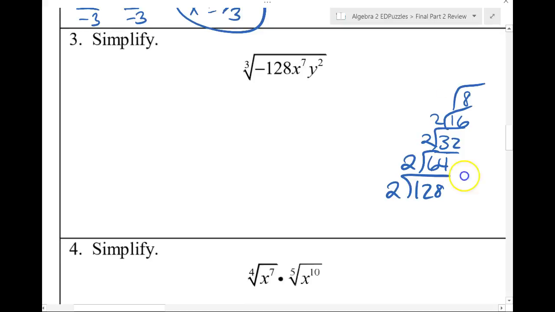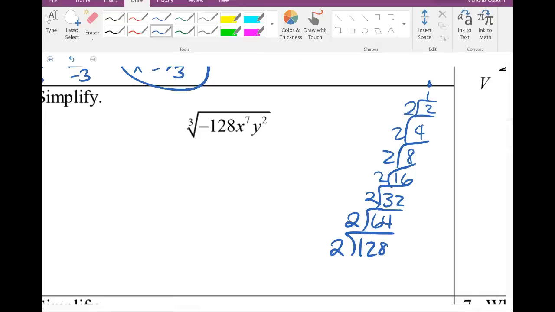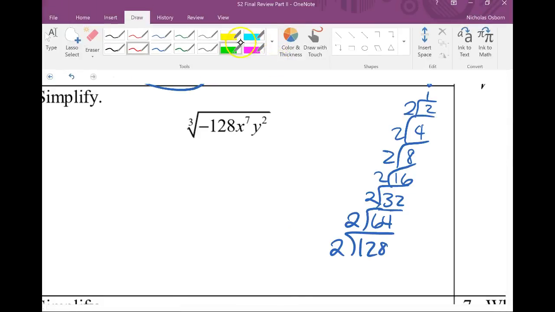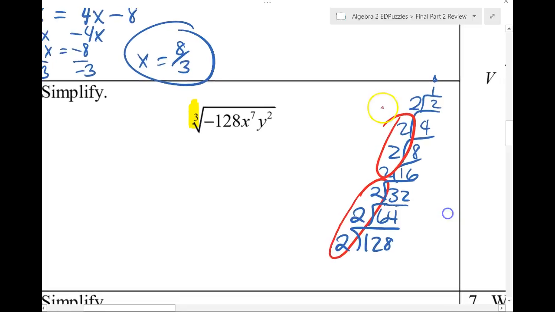Okay. 2 again, 4. 2 again, 2. And then finally, I can only divide by 2, and I'm left with 1. That's why it's called a birthday cake, because the top is our candle. Okay, so now I have a lot of 2's. What I want to do is circle groups of 2's, and the amount in each group is determined by the index. The index is 3, so I'm going to circle groups of 3. There's one group, there's another, and then I have 1 left over.